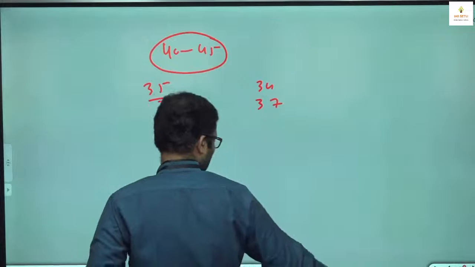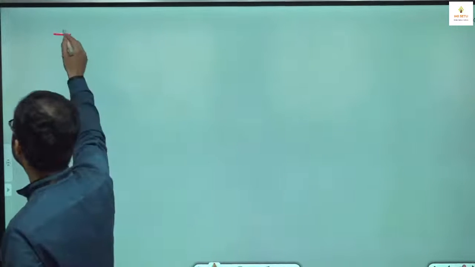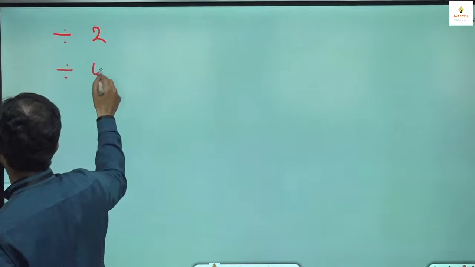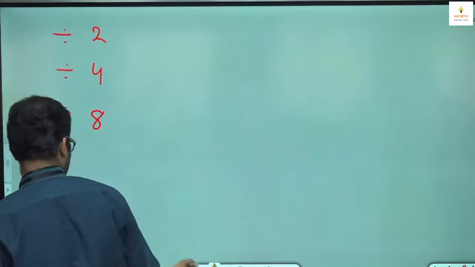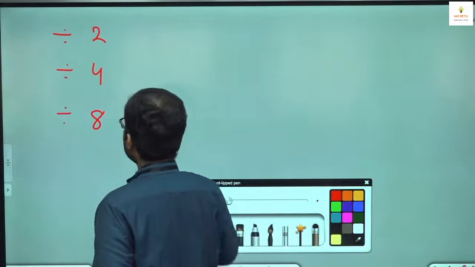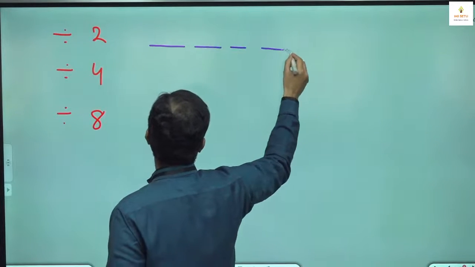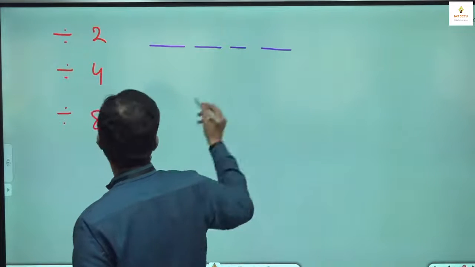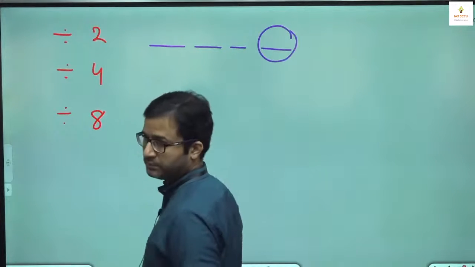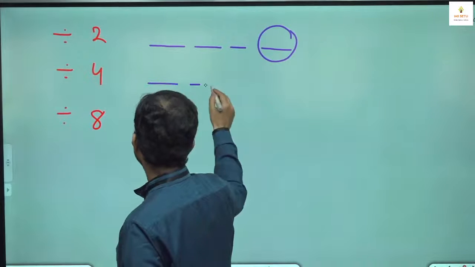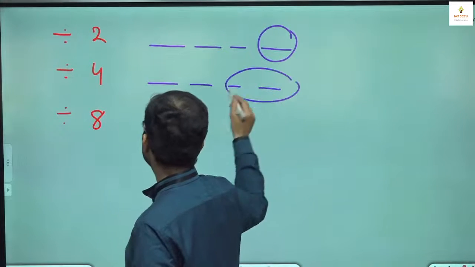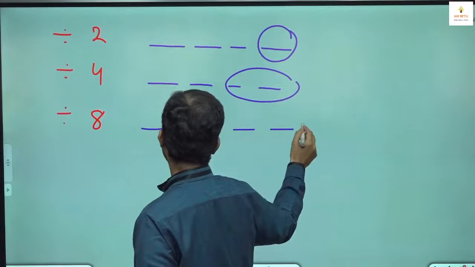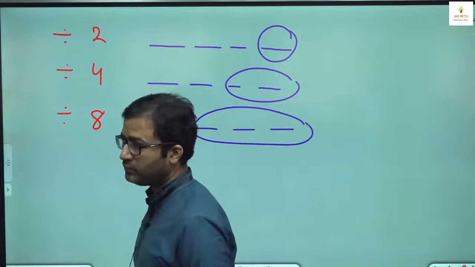चलो next, divisibility of 2, divisibility of 4, divisibility of 8. Concept is divisibility of last digit, divisibility of 4 last 2 digit, divisibility of 8 last 3 digit.